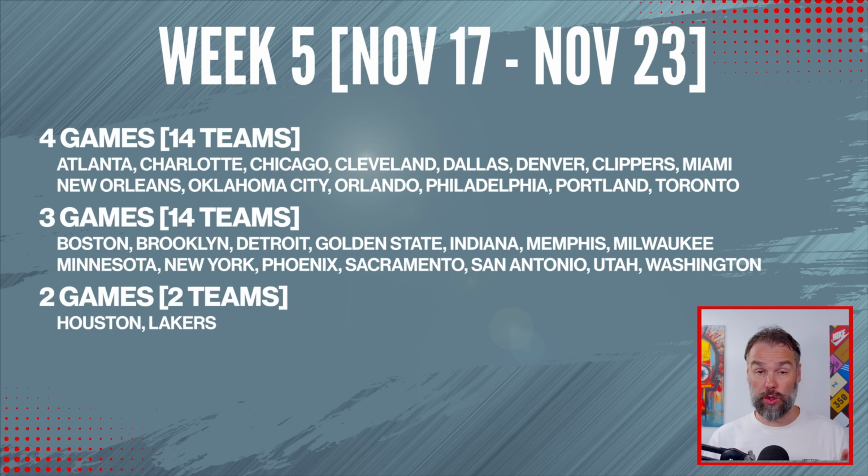The 2-game teams, which is where you've got to have the caution. The Lakers have a dreadful schedule. The Lakers and the Rockets play 2 games. If you are watching this live, you can use the Basketball Monster schedule analyzer and schedule grid to check out who plays what. The 14 teams that will play 4 games: Atlanta, Charlotte, Chicago, Cleveland, Dallas, Denver, the Clippers, Miami, New Orleans, Oklahoma City, Orlando, Philadelphia, Portland, Toronto, and of course the remaining teams play 3 games.